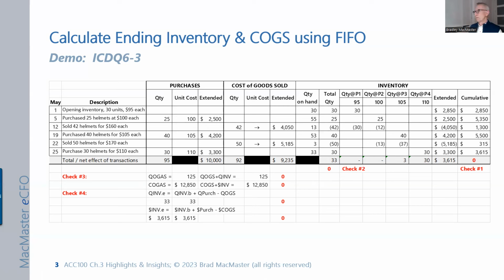And you could only really do two things. You either sell them or they're still in inventory. So if we take the cost of the goods that were sold plus the value of the ending inventory, the cost of the goods that were sold was $9,235 in this example, which was in class demo question 6.3. And the ending inventory was valued at $3,615. And if you add those two amounts together, you get the same amount, $12,850. So the left side of this equation is equal to the right side.